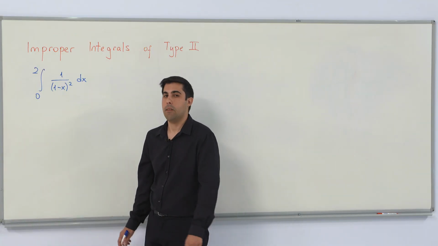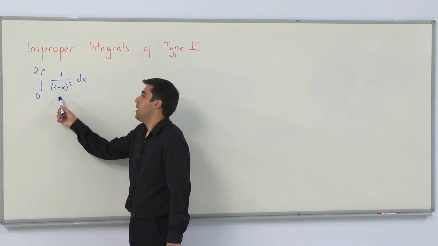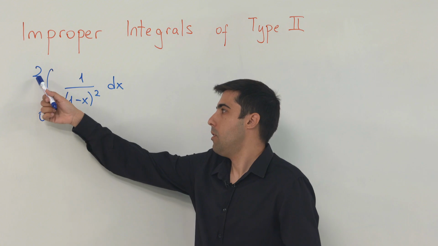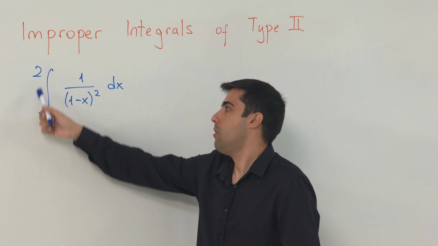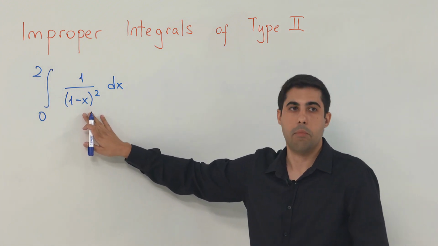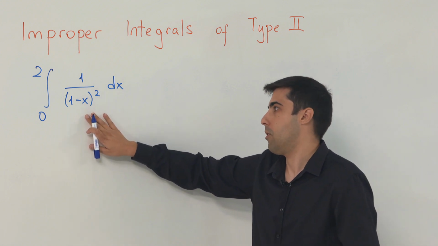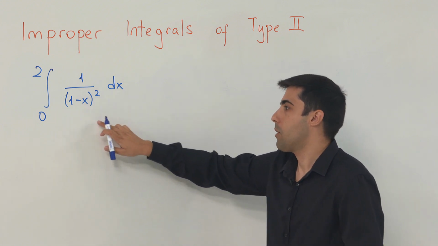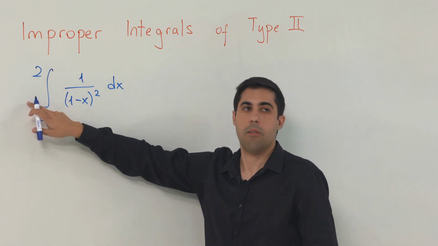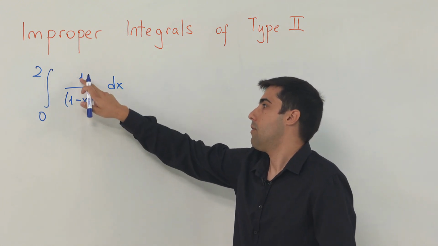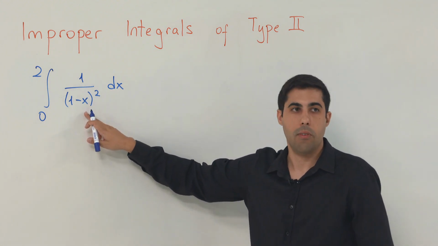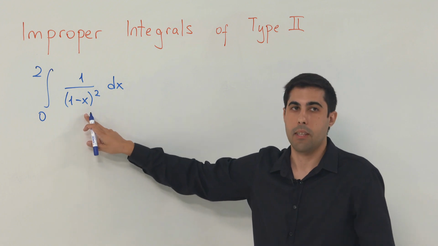As our next example, consider this integral over here. Here we have a definite integral from 0 to 2, and if you check 0 or 2, the integrand doesn't have any asymptotes or any problem, any discontinuities, nothing at all. However, the problem occurs at 1, which is in this interval 0 to 2, because 1 over 1 minus x squared is not defined at x equals 1. In fact, it has a vertical asymptote.